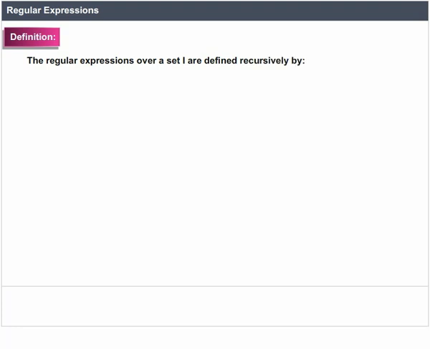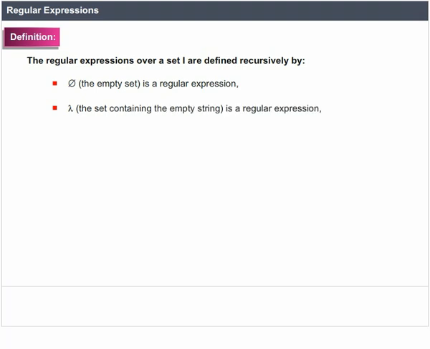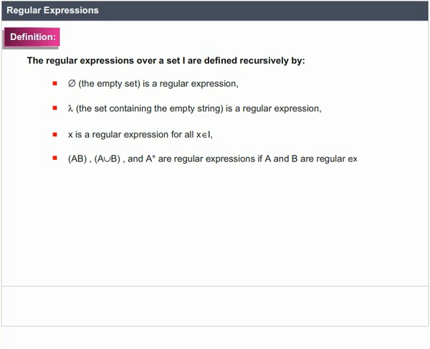Regular expressions. Definition: the regular expressions over a set sigma are defined recursively by: phi, the empty set, is a regular expression. Lambda, the set containing the empty string, is a regular expression. x is a regular expression for all x belonging to sigma. AB, A union B, and A star are regular expressions if A and B are regular expressions. Definition: a regular set is a set represented by a regular expression.